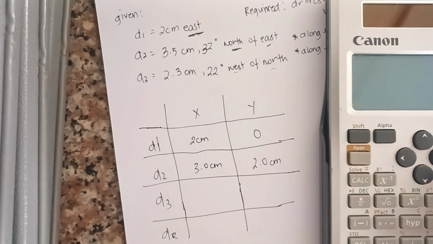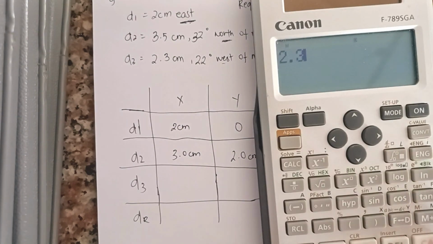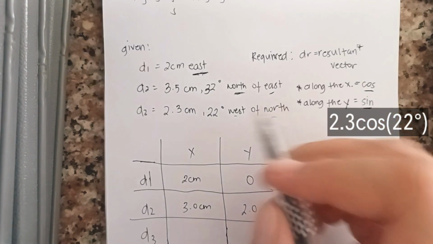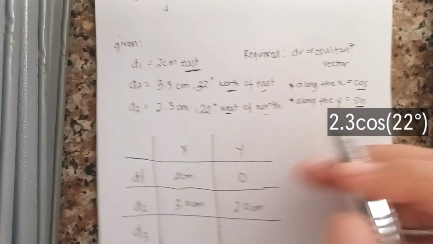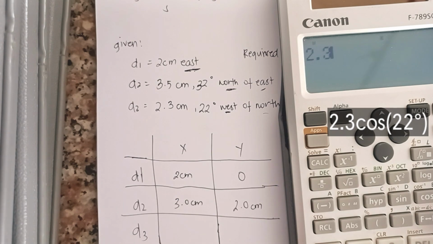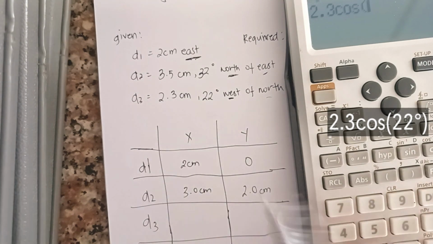So, let's solve. Let us solve. 2.3. Again, x along the x, kasi ito ay west. Cosine. 2.3 cosine 22. Ayan po. In degree. 22 degrees.